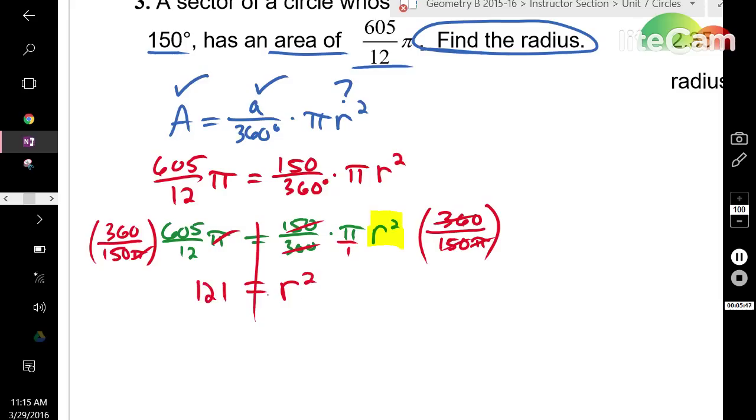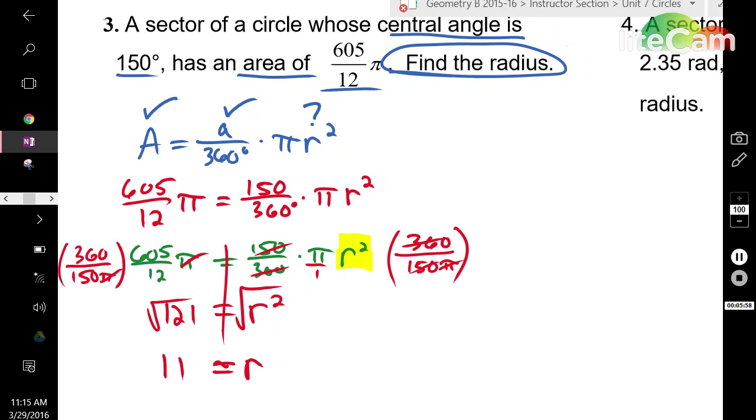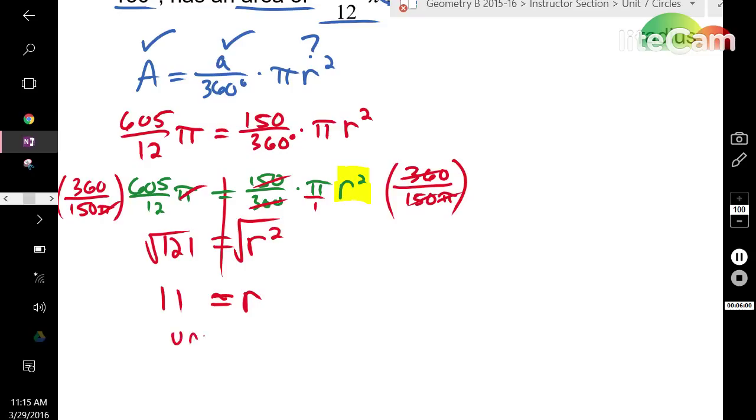And to get rid of the power of 2, you're going to square root like we did before in the area of circles, and it's going to be exactly equal to 11, and it's just regular units.